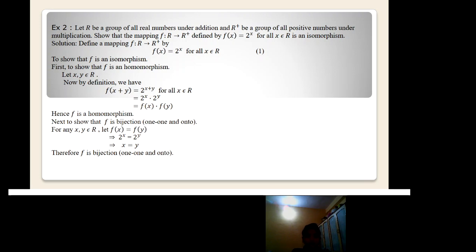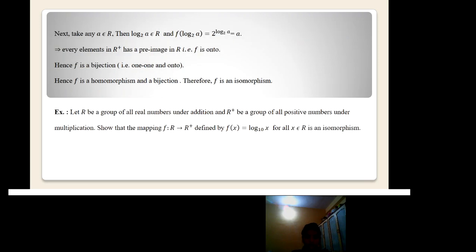Next, to show that f is a bijection, that is a one-one and onto function, for any x, y belongs to R, let f(x) = f(y). This implies that 2^x = 2^y. This implies x = y. Therefore, f is one-one.